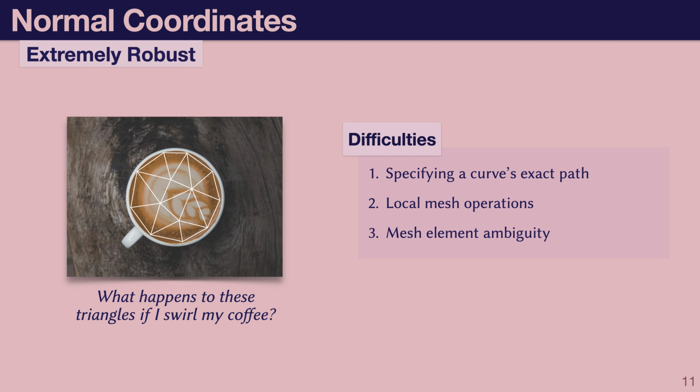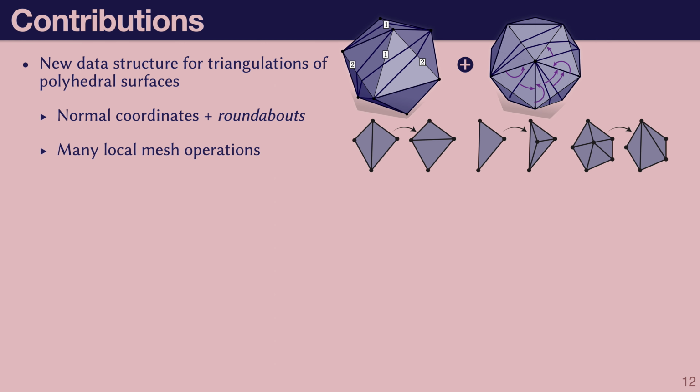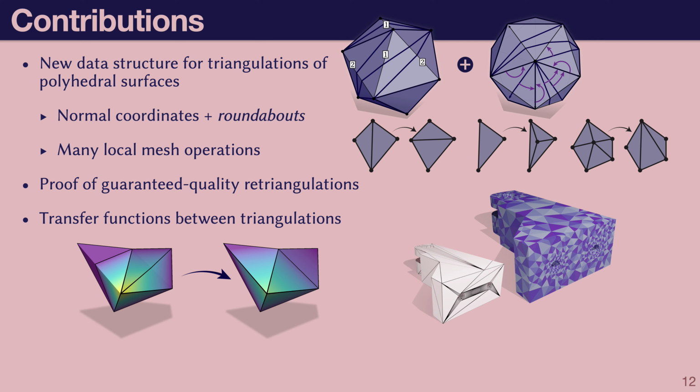And finally, there are ambiguities that arise when you try to identify logical mesh edges with curves stored in normal coordinates. In this work, we propose a robust new data structure for intrinsic triangulations, which combines normal coordinates with additional integer roundabouts. Our data structure supports a wide variety of local mesh operations, and as validation, we implement a recent intrinsic retriangulation algorithm, and we prove quality bounds on the resulting triangulations. Finally, we also introduce a new procedure to optimally transfer functions between different triangulations of the same surface.